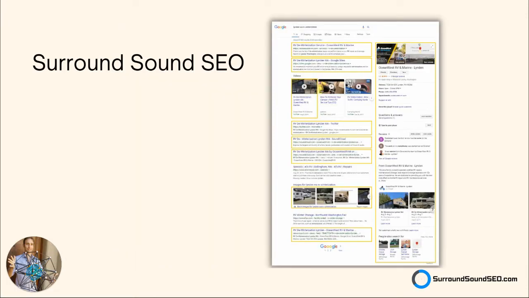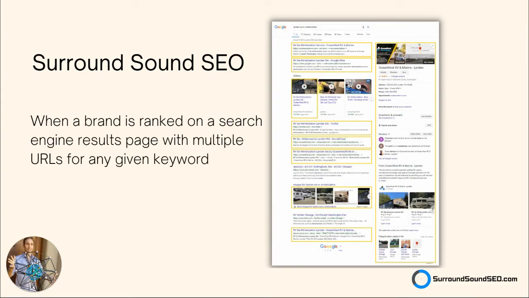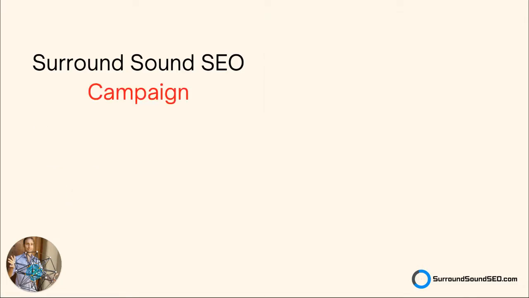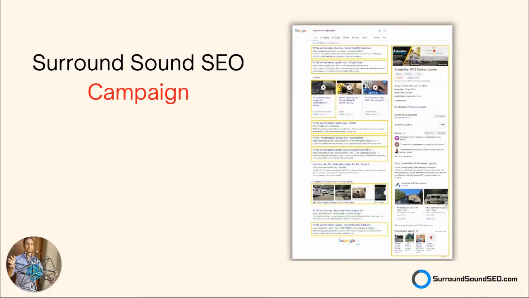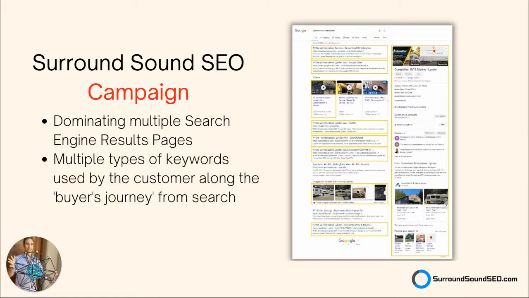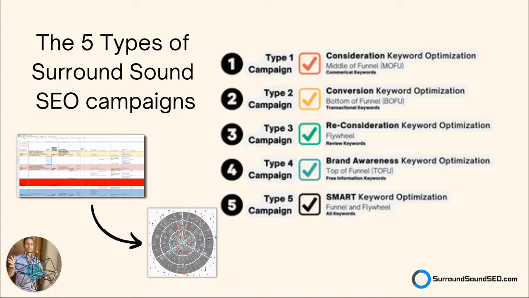So again, surround sound SEO is when a brand is ranked on the search engine result page with multiple URLs for any given keyword. So a single search engine result page, a single keyword, and multiple URLs. Again, the definition of a campaign would be more of that, dominating multiple search engine result pages for that keyword. Multiple types of keywords at various search engine result pages along the buyer's journey, like we saw with the Google funnel, and multiple desirable URLs associated with it.